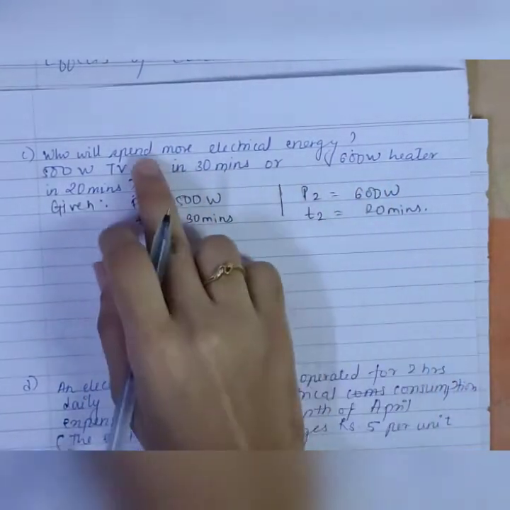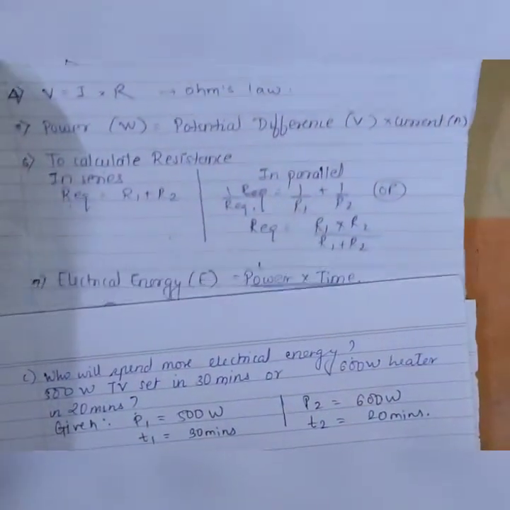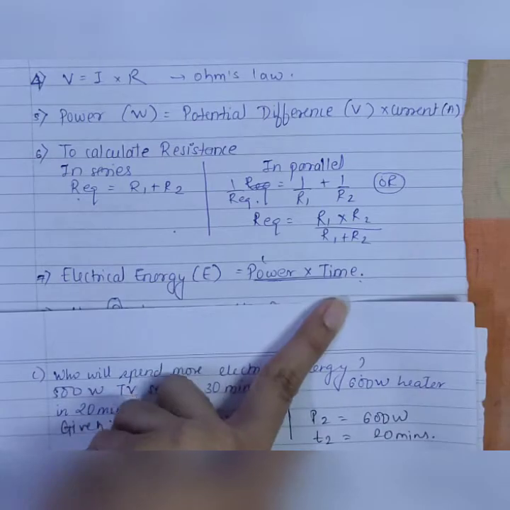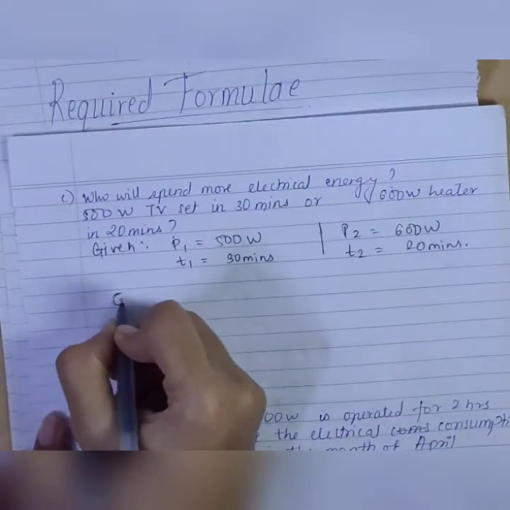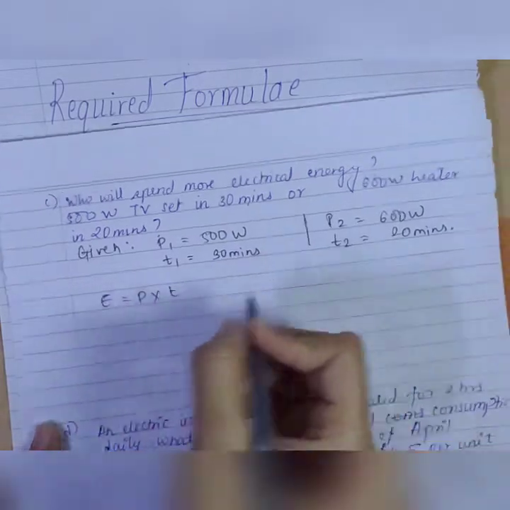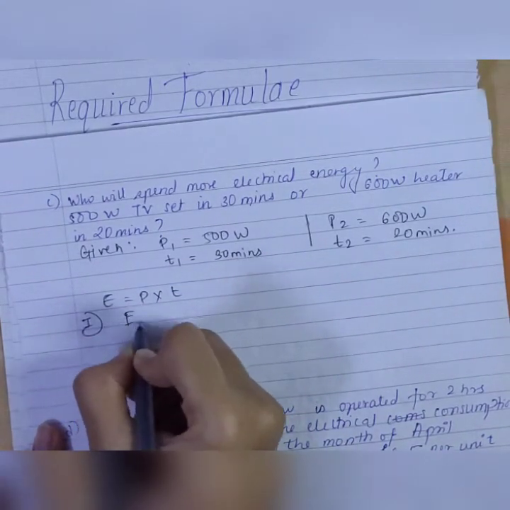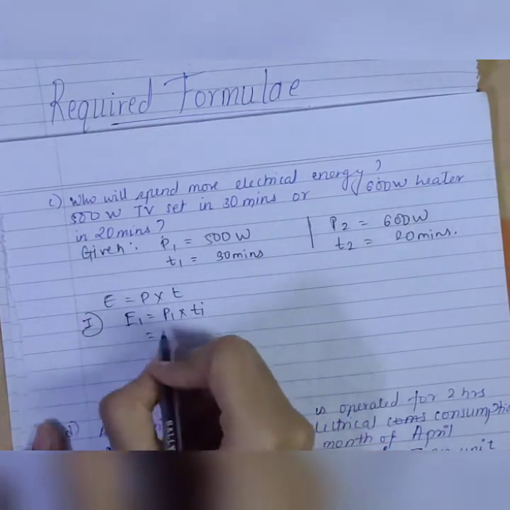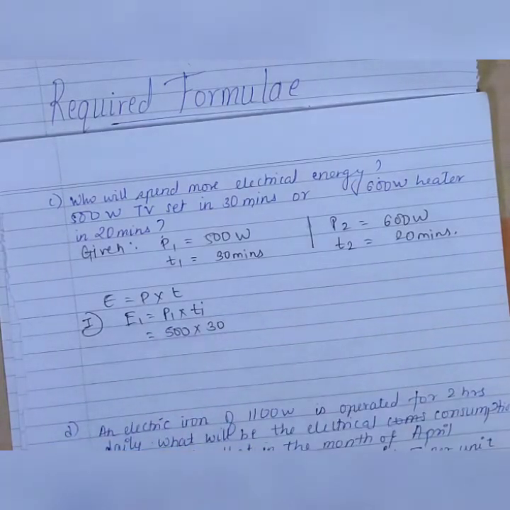They have asked you who will spend more energy. Now when you look at the formulas given, you have one formula for electrical energy, that is power into time. So directly you can find your energy. So your E will be P into T. So for the first case, E1 is equal to P1 into T1. P1 is 500 into 30.